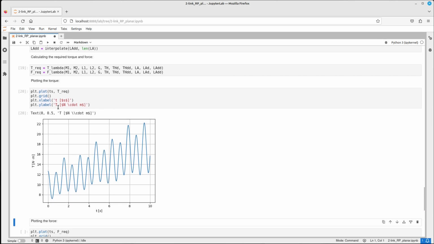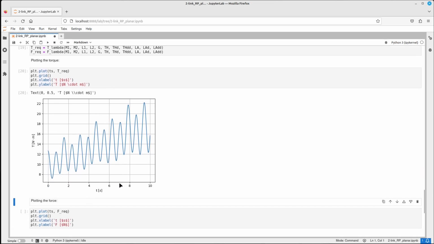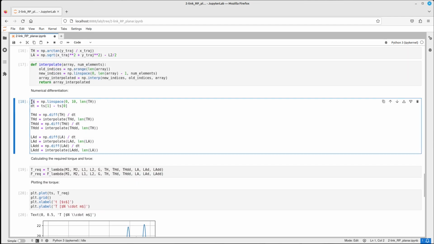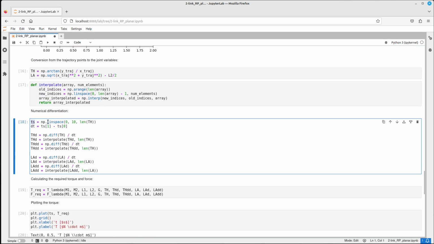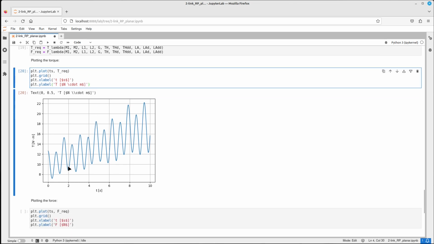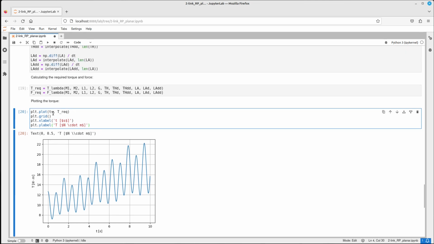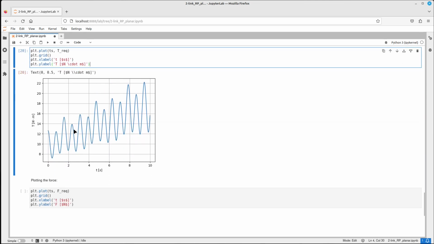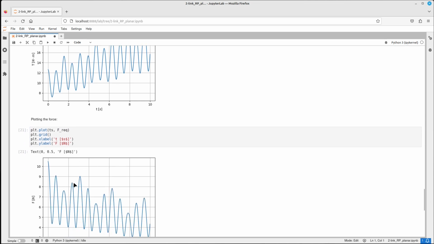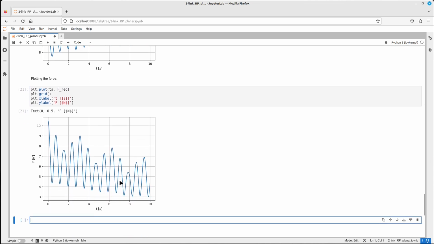Right, so this is what it looks like. So we have time over here from 0 to 10 seconds, just like we defined here, using the linspace function from the NumPy library. Okay, so this is what the torque looks like for this trajectory. And let's also plot the force. And here's the force.